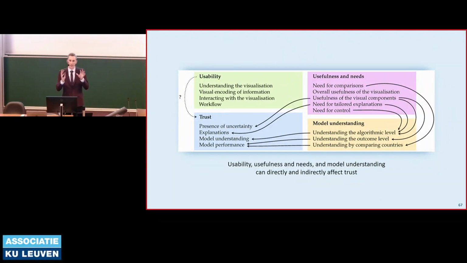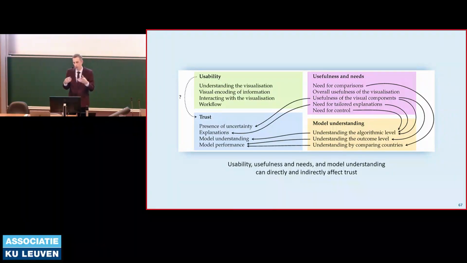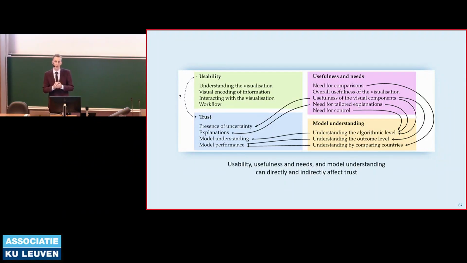We have 4 different themes. Some things that were related to usability, things that were related to usefulness and what people needed, model understanding, and then in the end, trust. What you probably want to know here is the relation between all these things and trust, because that was the main question here. So the main takeaway here is that this usefulness and the needs that people have can directly and also indirectly affect people's trust in the system.